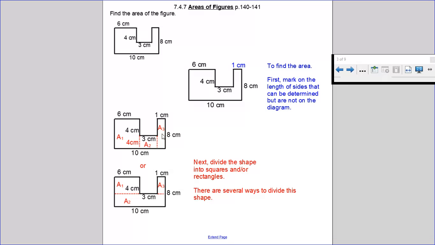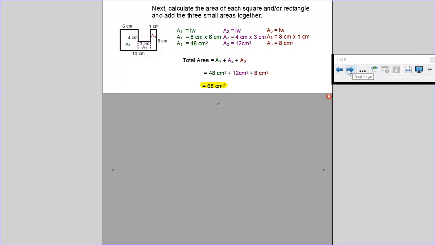Next, I would actually draw some lines on to divide it up into different squares and rectangles. There's different ways to do it. In this case, I'm going to go with this first diagram, but I could have divided it up into these different shapes as well. I would get the same answer at the end. So we're going to calculate the area of 3 different squares and rectangles, so we're going to do the formula 3 different times.